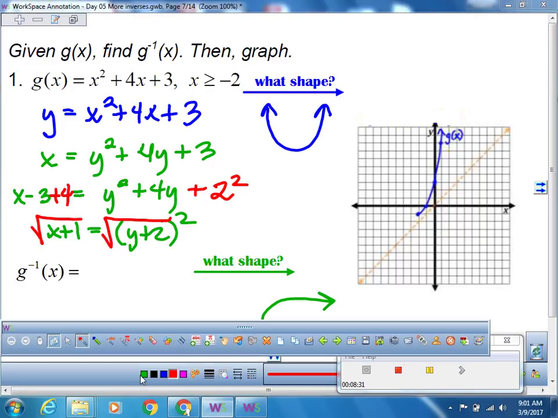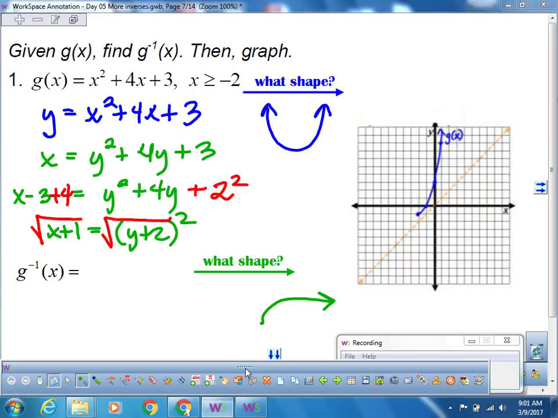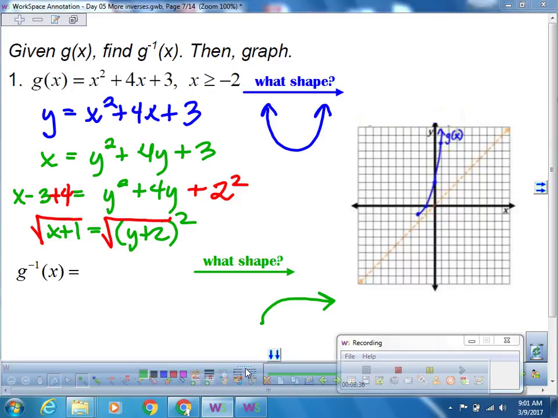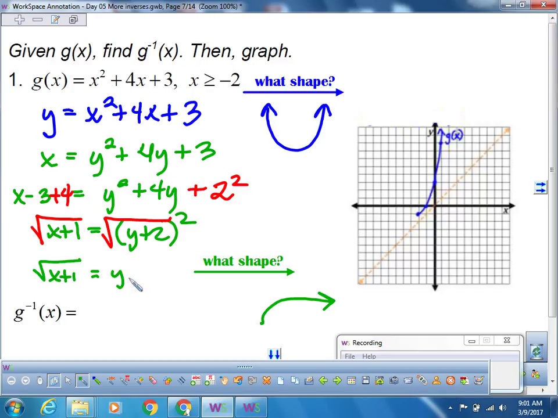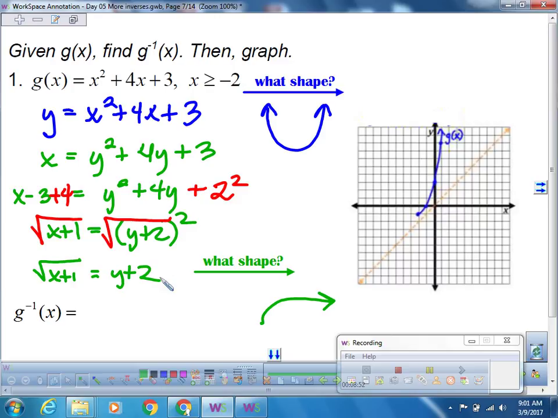Now I have the square root of x plus 1 equals y plus 2, and I'm going to subtract the 2 from the other side. So my inverse function is the square root of x plus 1 minus 2, and that's what you guys did yesterday. So now we've got that on recording.